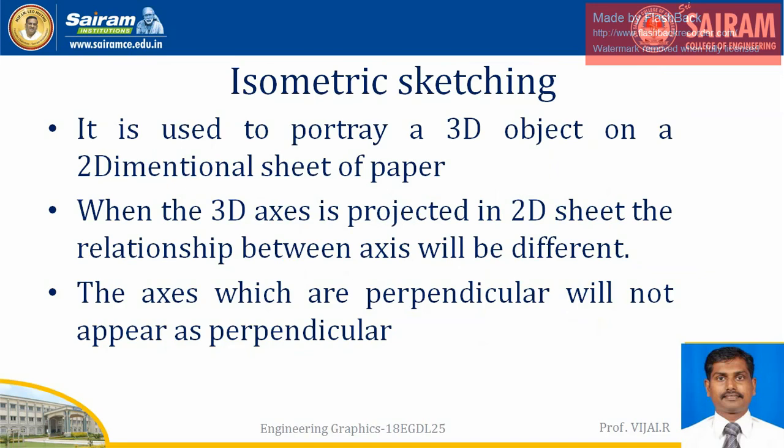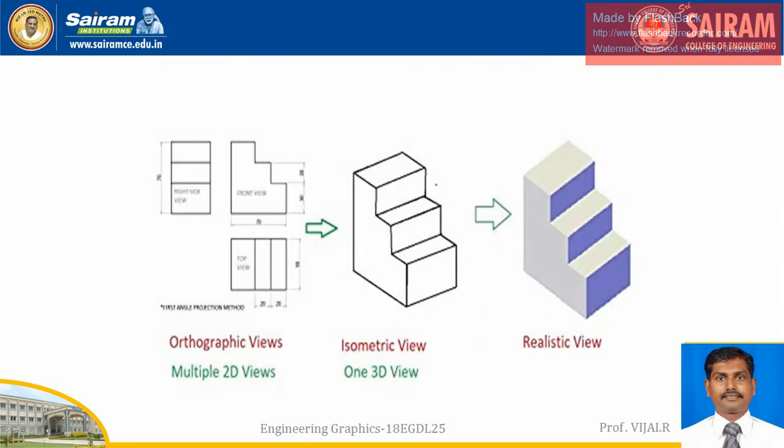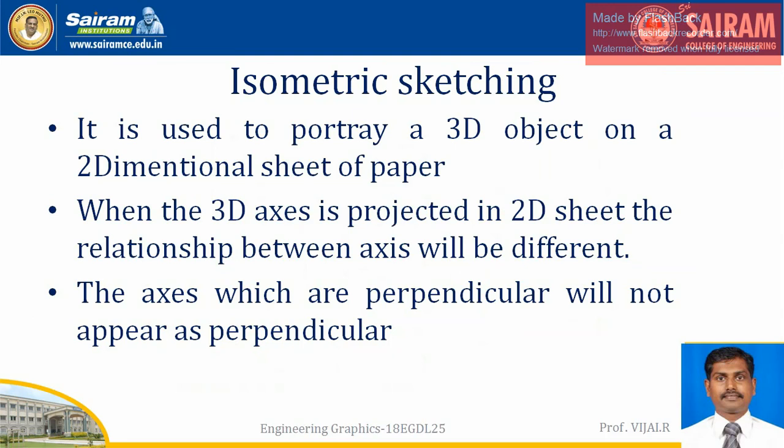So here is isometric sketching. Now how are we going to draw the object on a two-dimensional sheet of paper? How do we draw the object views? When the 3D axes are projected on a sheet, the relation of the axes will be different. We have to draw all three axes. The 360 degrees is divided into three axes, so they will not be perpendicular to each other.